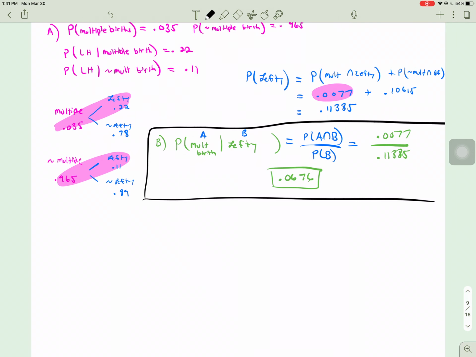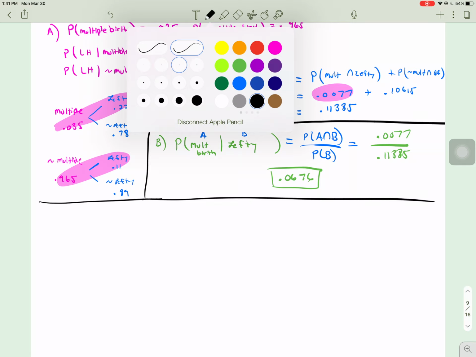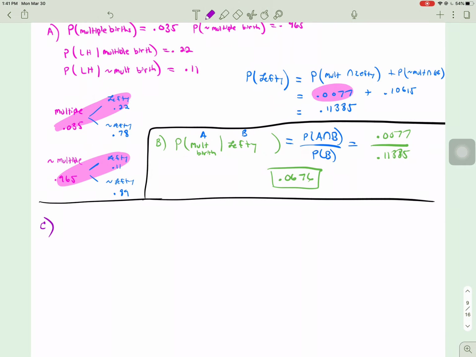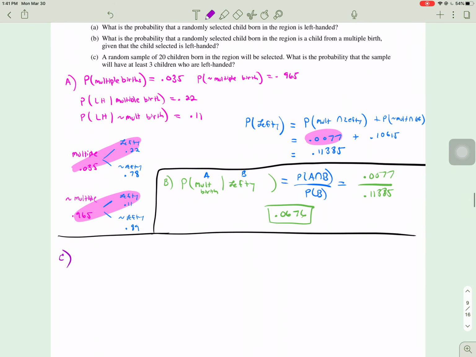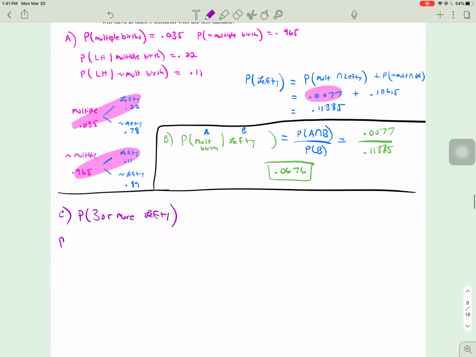And one more part, we have part C. I'm just going to branch this off here. Part C says, a random sample of 20 children born in the region will be selected. What is the probability that the sample will have at least 3 children who are left-handed? So they're saying, what's the probability that 3 or more are lefty out of 20? And we just saw this on 2019. Out of 20 is a set number of trials. This is a binomial distribution. How do we know? Set number of trials.